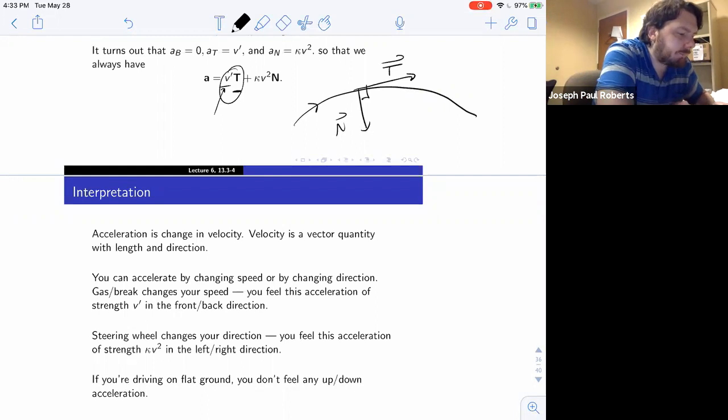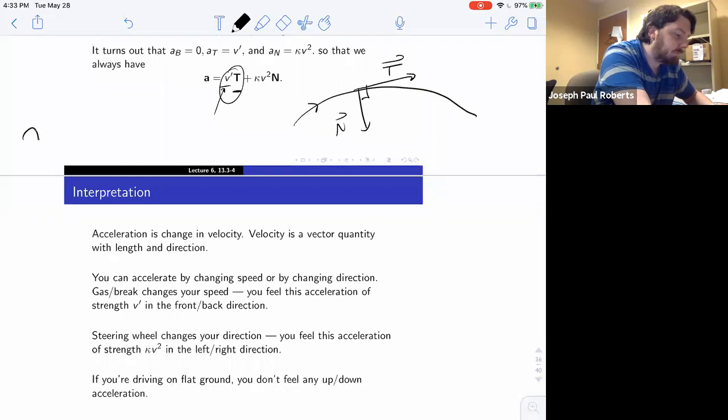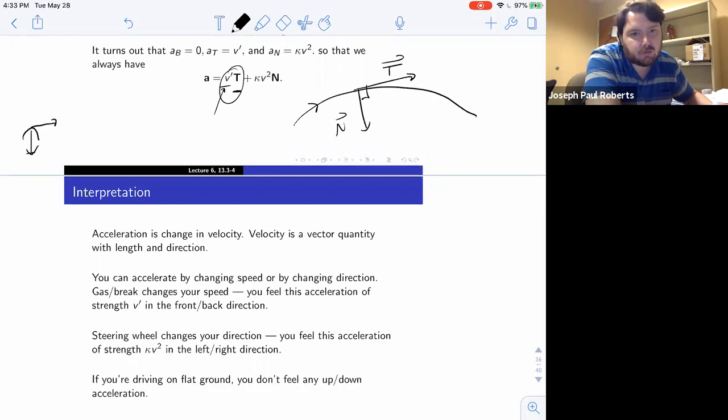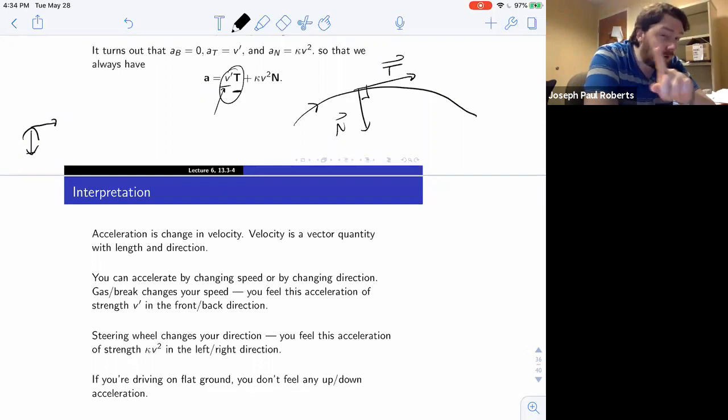And okay, to what extent do you feel left and right forces? Well, it turns out it's proportional to how tight of a curve you're taking. So kappa, remember, is the curvature. So the tighter curve you're taking, you feel more left and right forces, right? So if you're taking a very tight curve, you have a greater value of kappa compared to if it's a more gradual curve. So the degree that you feel left and right forces depends on how tight of a turn you're making, but then also it depends on how fast you're taking that curve.